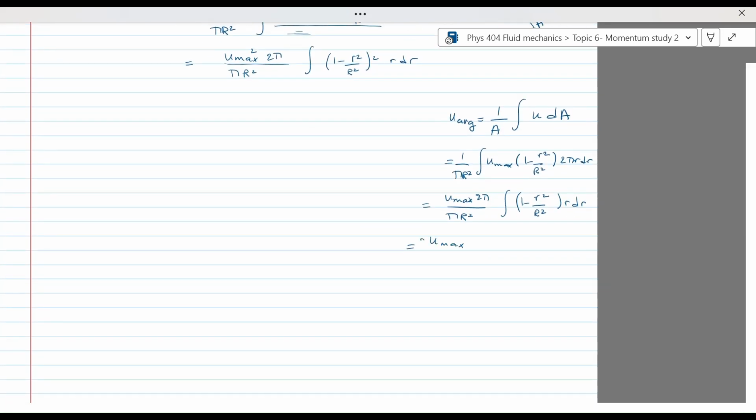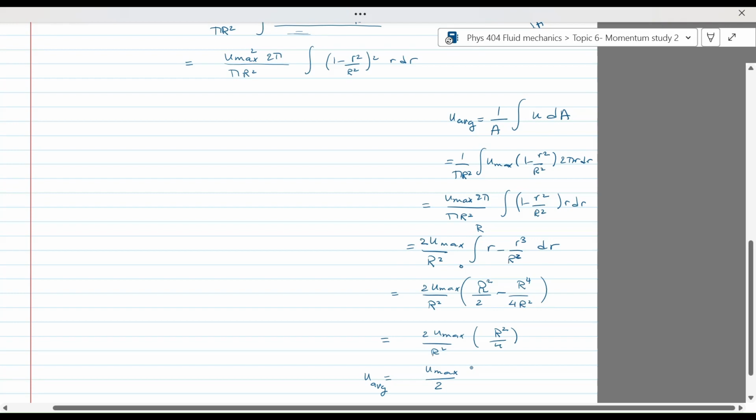This will give me u max times 2 over capital R squared, integral of r minus r cubed over R squared dr. This integral goes from 0 to capital R. I will obtain 2u max over capital R squared, times r squared over 2 minus r to the power 4 over 4R squared, from 0 to capital R. So we'll obtain 2u max over R squared into, so I have here half minus quarter, so this is basically R squared over 4. And we end up with u max over 2. We just found that our u average is just the maximum divided by 2.